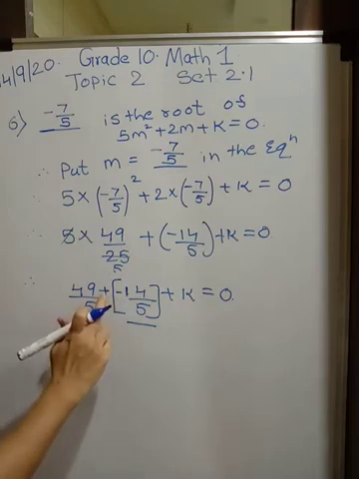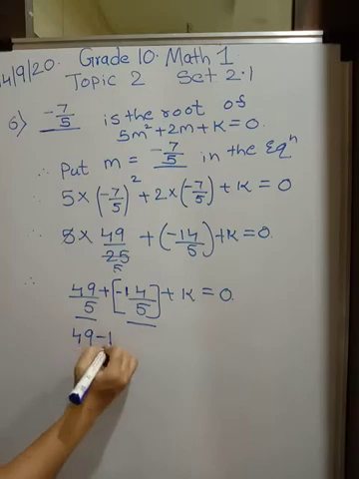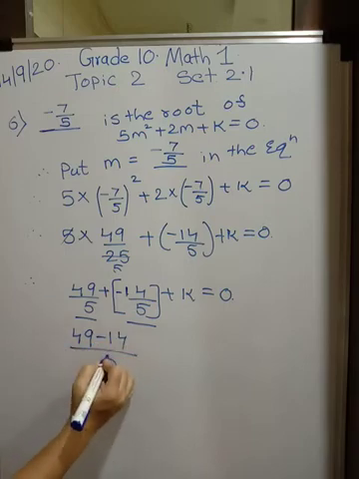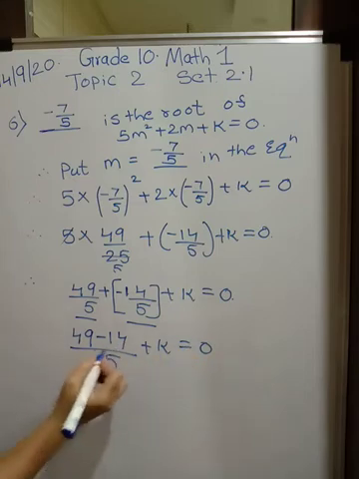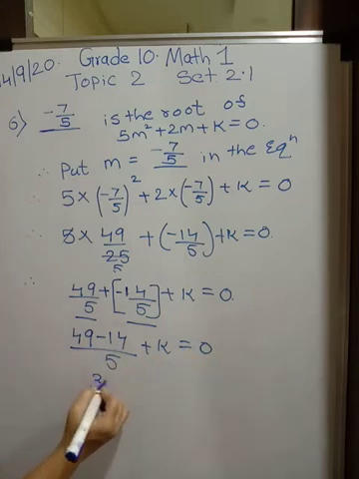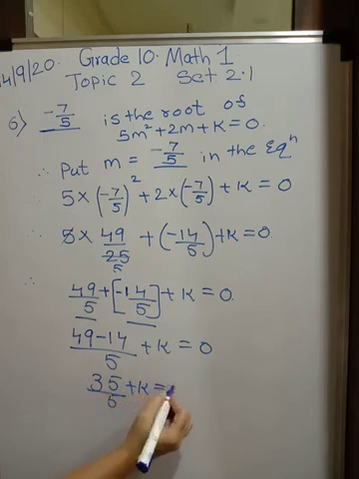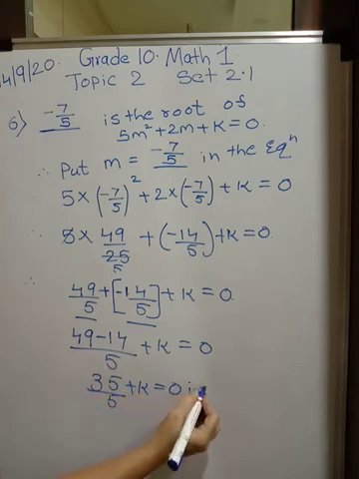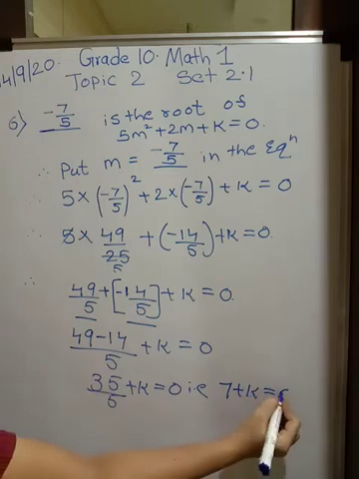Plus into minus will be minus. So, I am working out this first. So, it is as good as 49 minus 14 upon 5 plus k will be equal to 0. Now, 49 minus 14 is 35. 35 upon 5 plus k is equal to 0. That is, what is 35 upon 5? It is nothing but 7. So, we have 7 plus k is equal to 0.